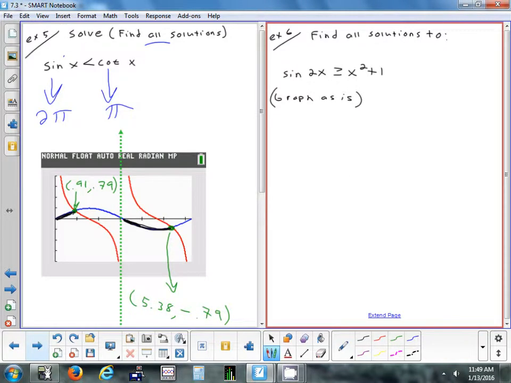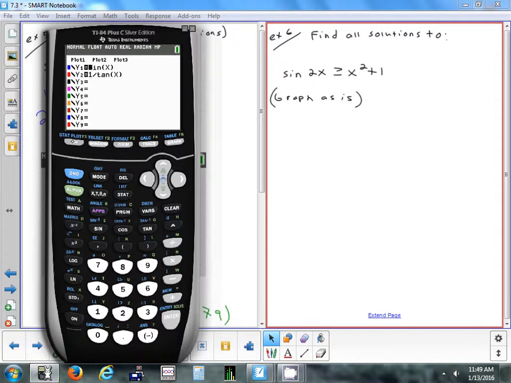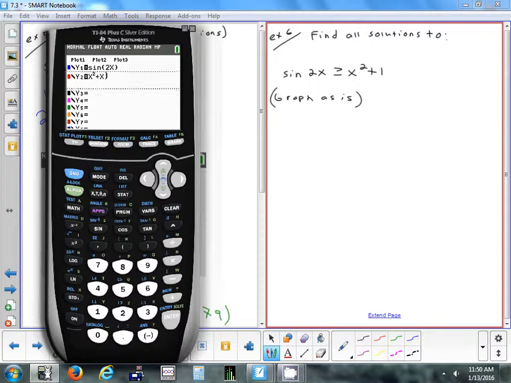Let's try this one, and I just want to graph it as is. Okay, what's going to happen here is this is not a periodic inequality. What's on the left is periodic, but what about what's on the right? Yeah, it's just a parabola. So what's on the right is not going to repeat itself. So when we write the solution here, we're not going to need the plus 2 pi in.